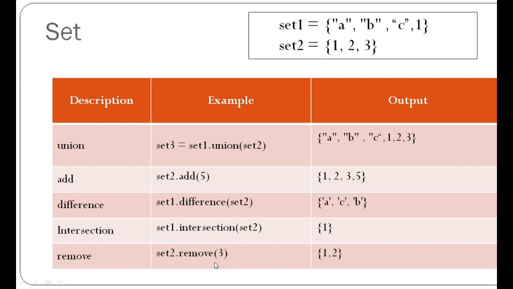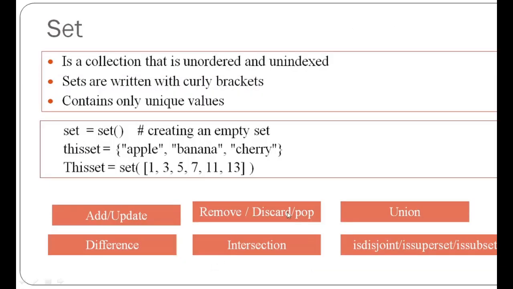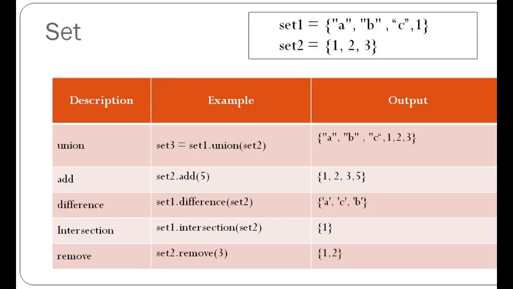I can also have a pop, discard. They all do similar operations, but some slight differences are there. You have union where two sets will be joined together, and duplicate values will be removed. Difference will be the elements that exist in set 1 which do not exist in set 2. Intersection will be the common elements between set 1 and set 2.